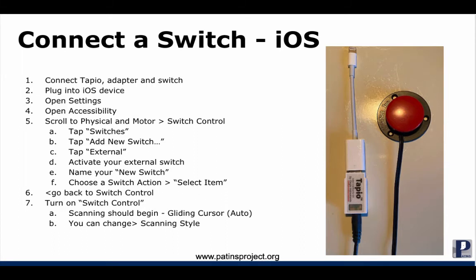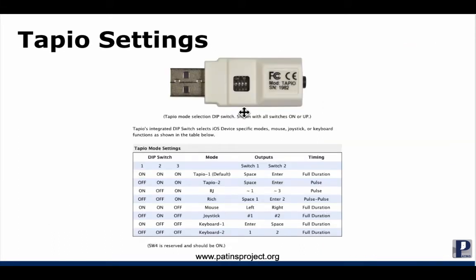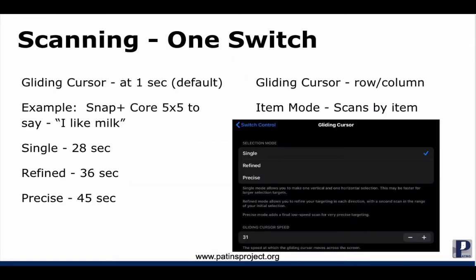And you should get some settings here. Oh, errant slide. Tapio, you also might have to adjust some of the settings, the dip switches here, based on what device or app that you might be using. Sometimes you have to get in there to change a few things. But turning on switch control and scanning, you also have this option of single, refined, and precise.